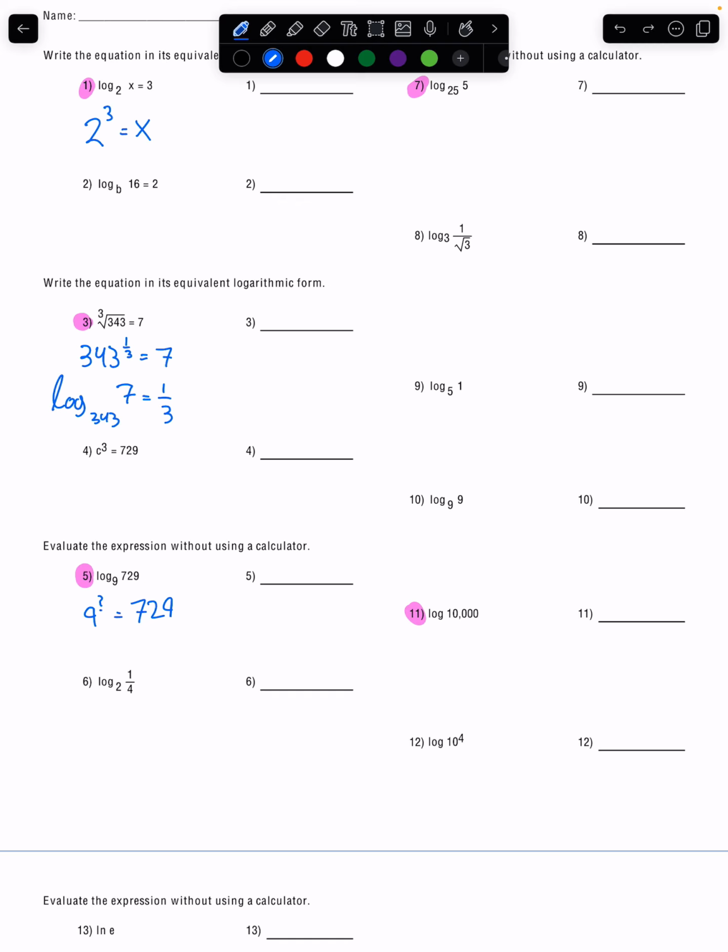So looking at this, we can't use our calculator, but we know it's going to be a regular whole number. If you test out 9 times 9, you're going to get something like 81, so you know it's not that. But if you do 9 times 9 times 9, you can see you would get this 729. So it's going to be 9 cubed is equal to 729.